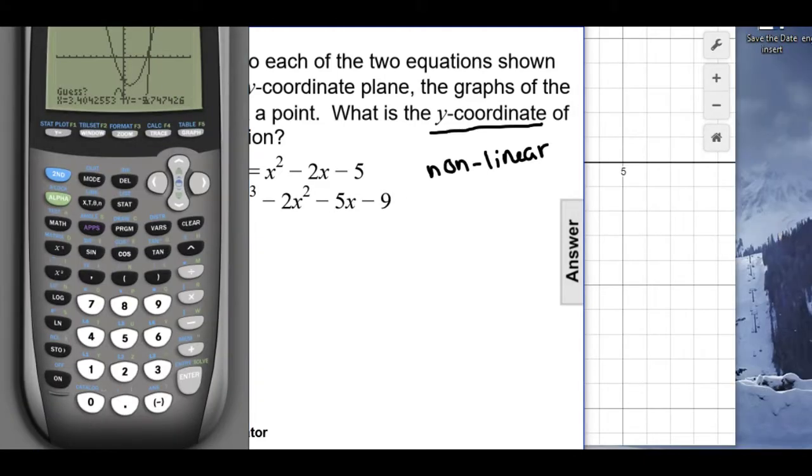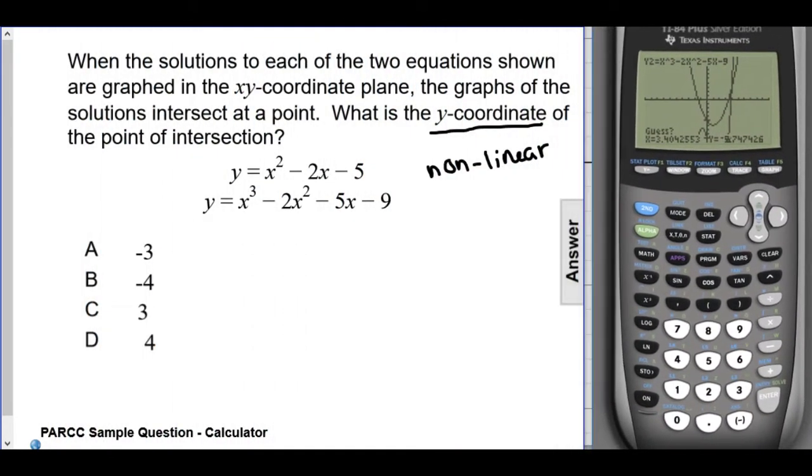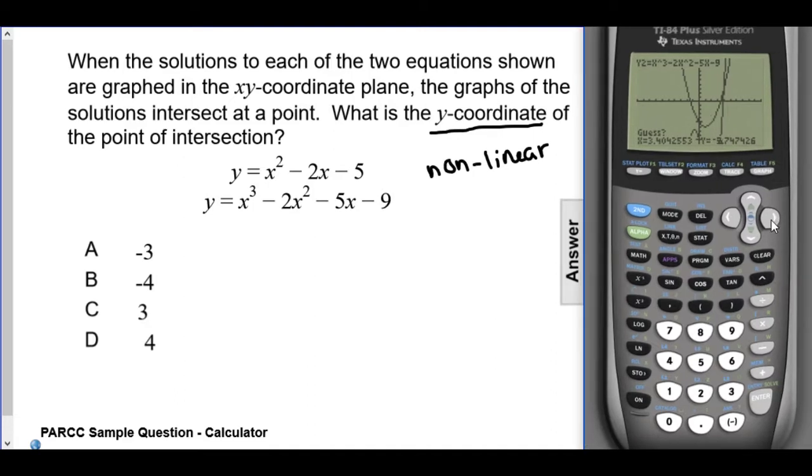Ooh, move my calculator. My calculator is moving on me. Excuse me, go back to where you were. Move my right arrow, there we go.